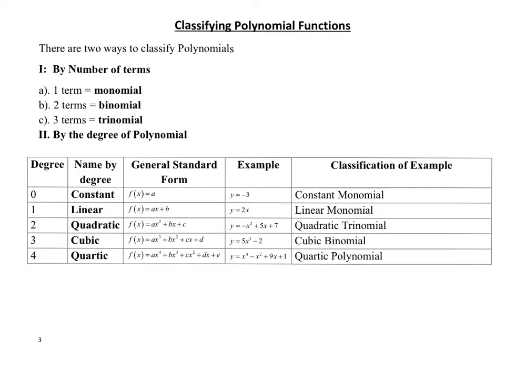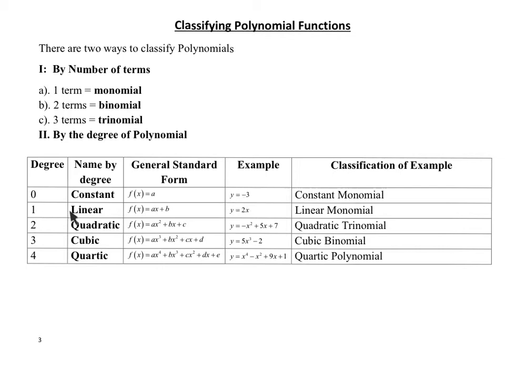Okay, this one here we are going to classify polynomial functions. There are various ways of classifying polynomial functions. We can classify by the number of terms. So if it has one term, it's a monomial, 2 terms binomial, 3 terms trinomial. Or we could do it by the degree of the polynomial. So if the degree is 0, we call it a constant, and here we have an example.